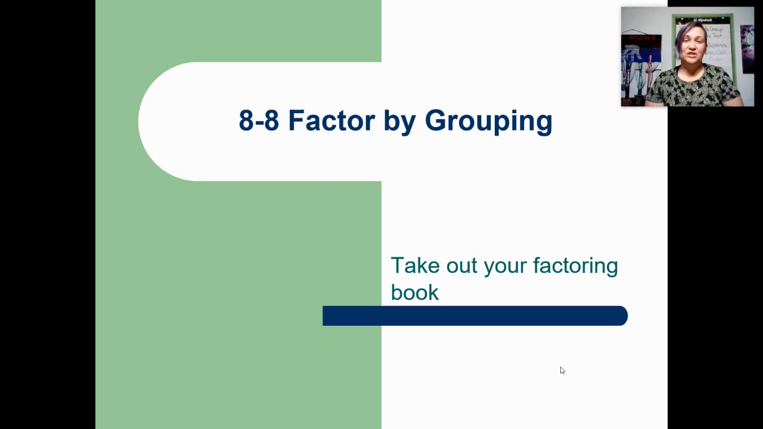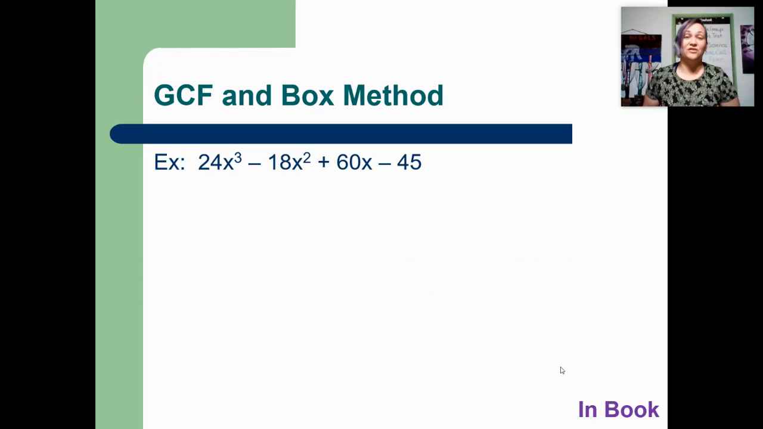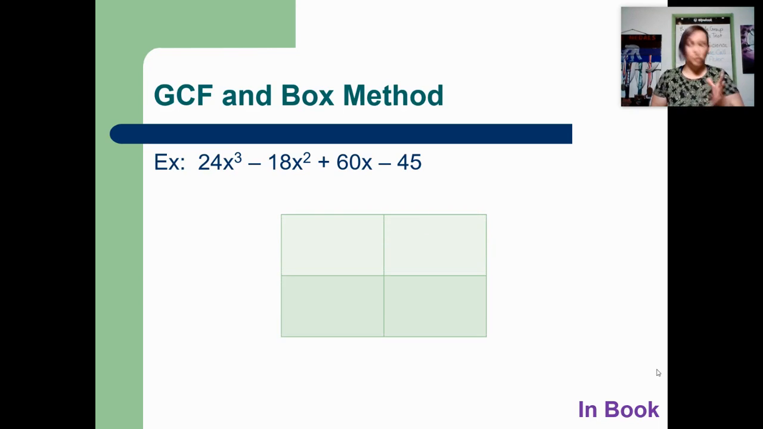We're also going to finish up this video with a try on your own that you should do in your regular notebook. So if you have your regular notebook handy, we'll work on that at the end of the video. But let's start in our factoring book. So here is my next problem. Again, 4 terms, and so I'm going to draw my 2x2 box, and I'm going to put them in descending order.